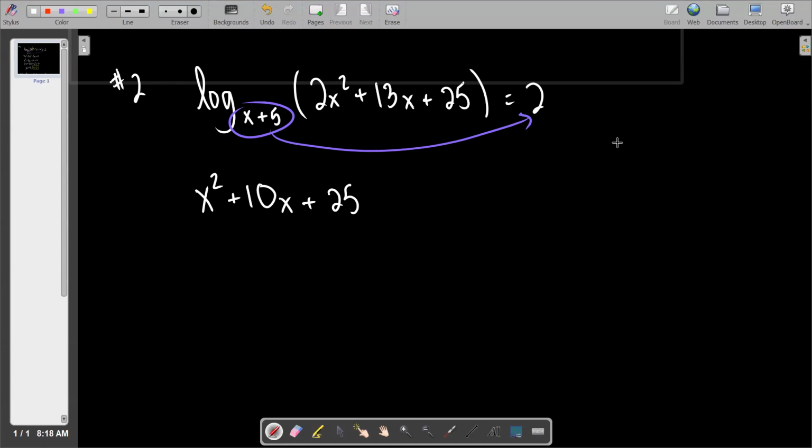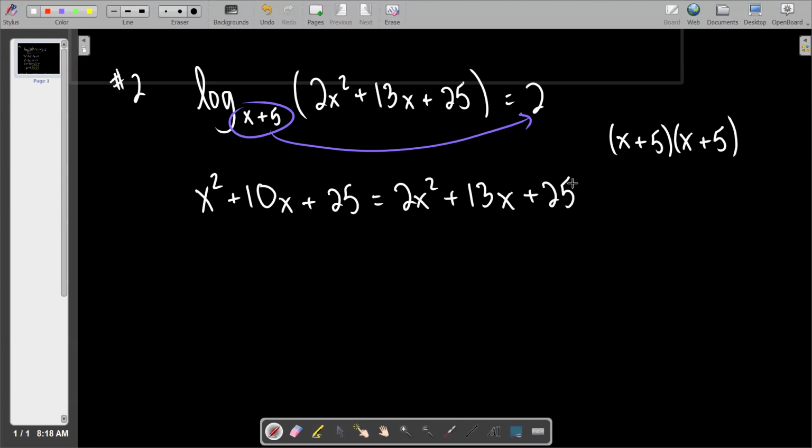If you're not comfortable squaring and multiplying in your head, it's okay. Just write it out as x plus 5 squared old school like this, and just do some old school algebra 1 multiplication on that. No harm. All right, so we're going to set that square equal to 2x squared plus 13x plus 25. And at this point, we don't discuss logarithms for the next minute or so. We just go into quadratics mode.